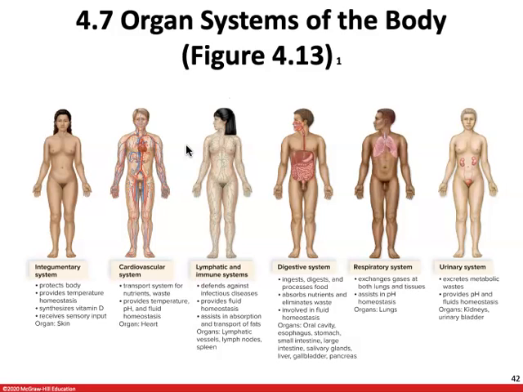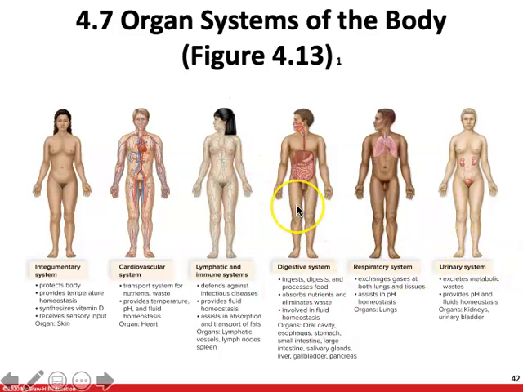Our lymphatic system looks much like our circulatory system. This is going to be responsible for defending against infectious diseases, providing and maintaining fluid homeostasis, and assisting in the absorption and transportation of fats. The primary organs for this are going to be the lymphatic vessels, lymph nodes, and spleen.